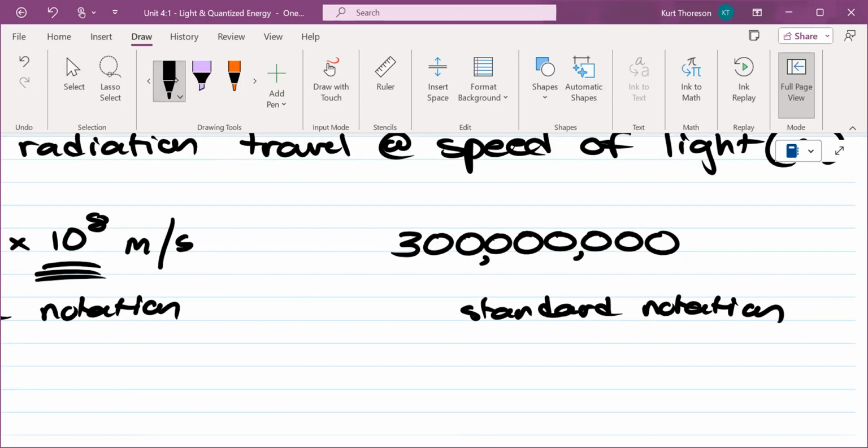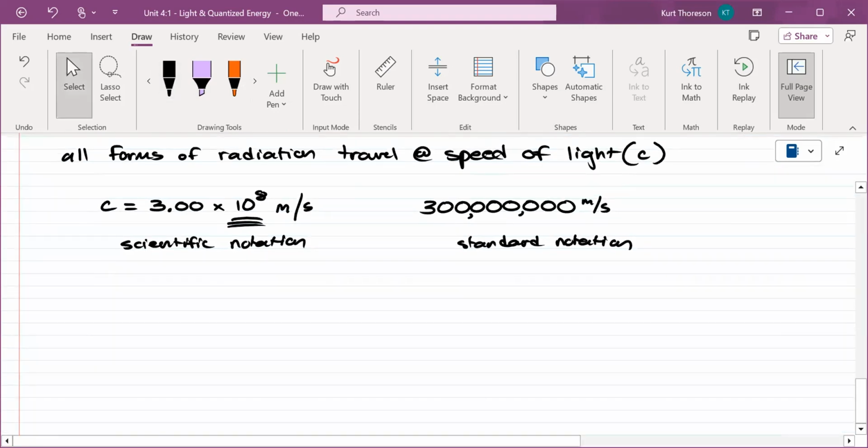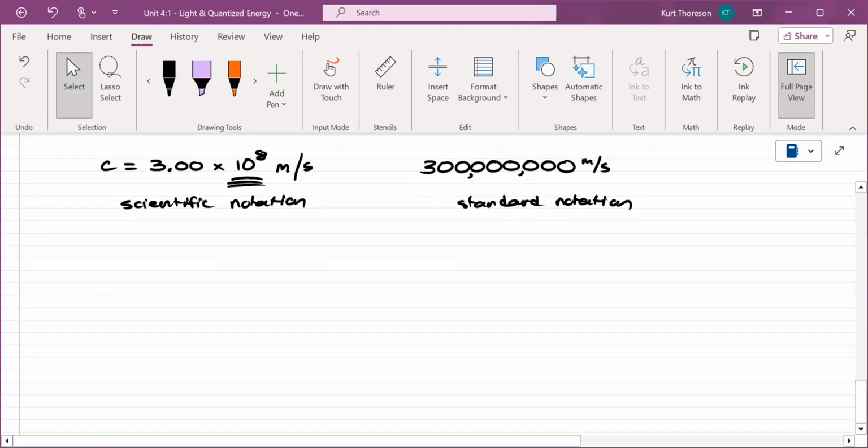What number is that? 300 million meters per second. That's how fast light travels. What do you suppose is easier? To say 3 times 10 to the 8th or 300 million? We use scientific notation because it just makes the numbers more manageable. So I want to do a few exercises with you guys to see if you can figure out the speed of light.